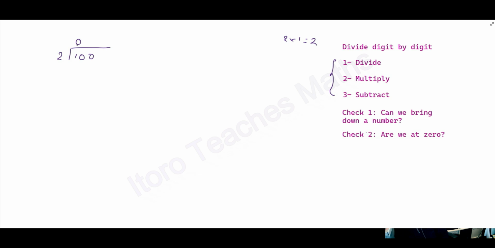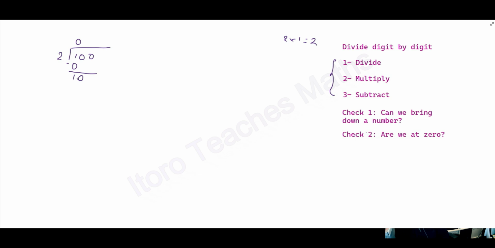The next step is multiply. We multiply the number we just wrote down, which is 0, by 2. So 0 times 2 is 0. Third step, we subtract. 1 minus 0 is 1. Then we do our check. Can we bring down a number? Yes, we can bring down that 0. So we now have 10 here.